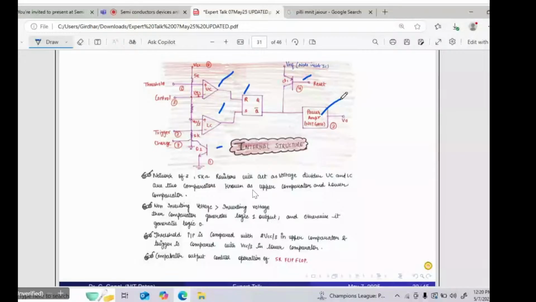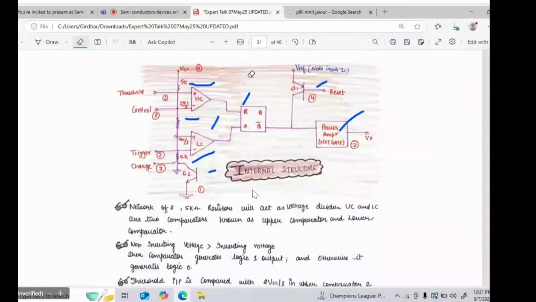The 5 means there are three 5 kilo ohm resistors you are connecting here: the first 5 kilo ohm resistor, the second 5 kilo ohm resistor, and the third 5 kilo ohm resistor. These are connected in series, and these three resistances form a network, a voltage divider network, right? These form a voltage divider network for the upper comparator and lower comparator.